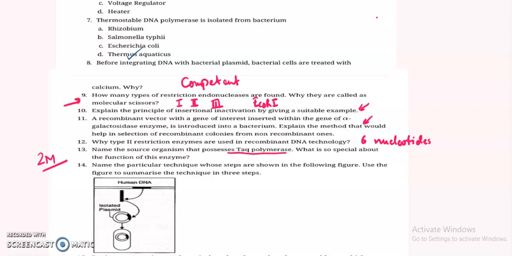Next is question number 14. They have given you an image and they're asking what is happening. Human DNA is seen, isolated plasmid is seen, and you can see that the gene of interest is being ligated to the plasmid to form recombinant DNA, right? So name the particular technique. This is recombinant DNA technology, and you can explain it in the form of steps: first the isolation of the gene of interest, treating them with restriction endonucleases, and then ligating them together to form the recombinant DNA plasmid.